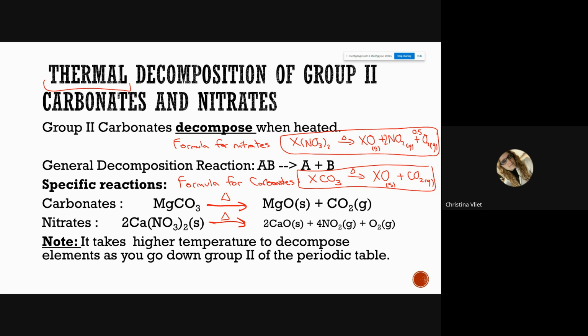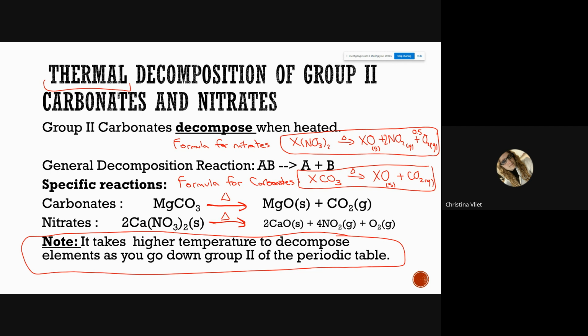The note on the bottom here, you also have to know. This is part of the standard. The reason why is not explained until A-level chemistry, but you may be asked about how much energy it takes to decompose. As you go down a group of the periodic table, it takes more energy to decompose the compound. That's just something you have to memorize. As I go down the periodic table, it's going to require more energy, more heat to decompose this compound.